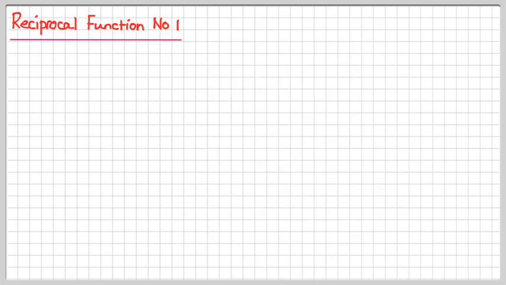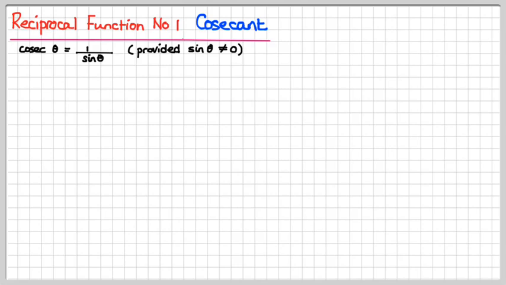Okay, reciprocal function number 1. That is cosecant. It's called cosec x for short, and it's 1 over sine x, providing, of course, that sine x is not equal to 0, because it wouldn't be defined then. So that's telling you something, isn't it? It's going to have some asymptotes because sine does get to 0 in certain spots.